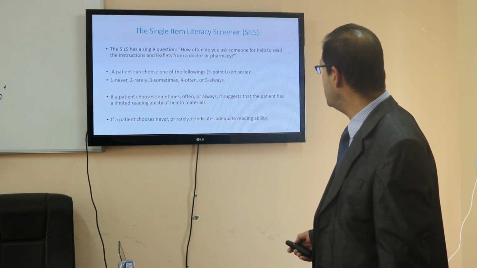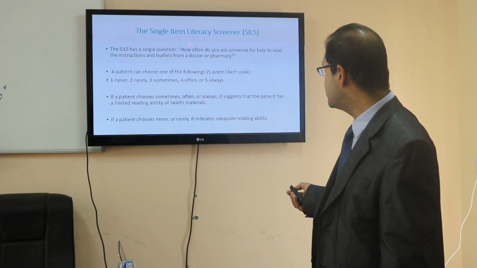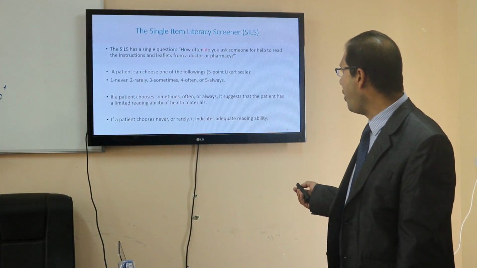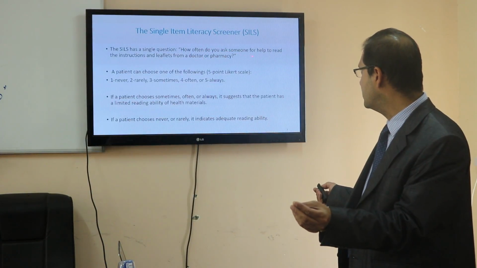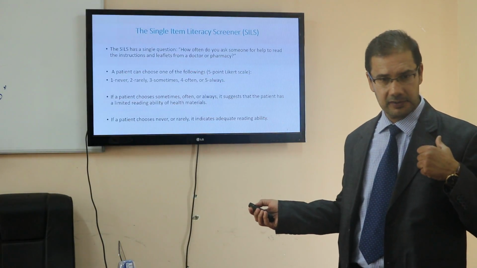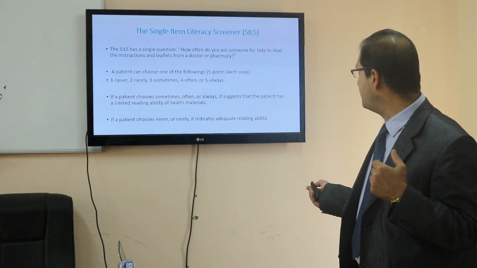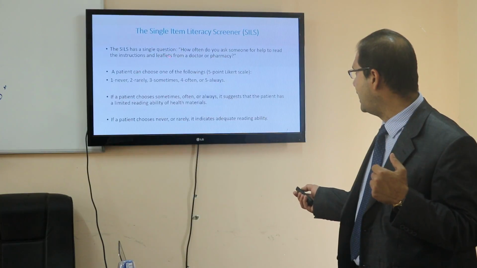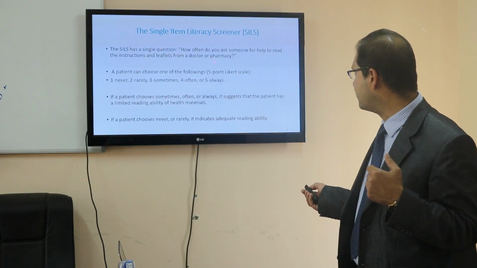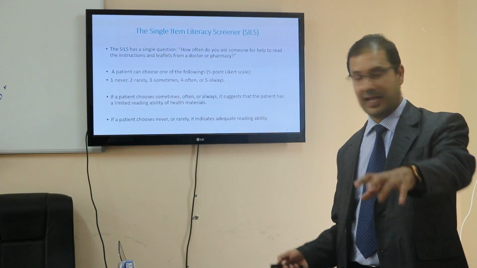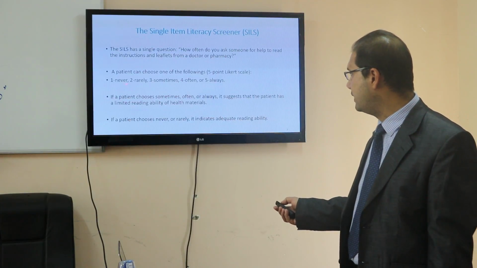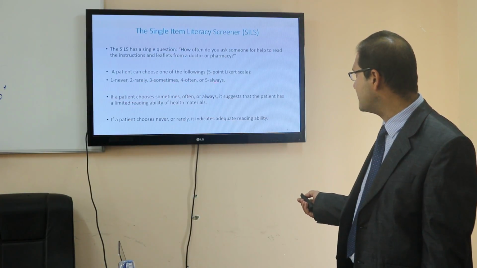So what did I use? Single item literacy screener. This is the question for the participant: how often do you ask someone for help to read the instructions and leaflet from a doctor or pharmacy? You will ask this and you will give 5 choices: never, rarely, sometimes, often, always.